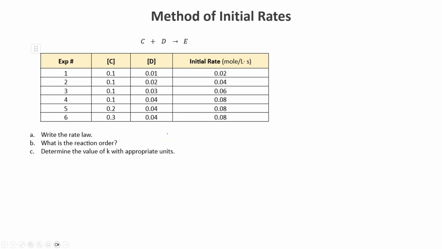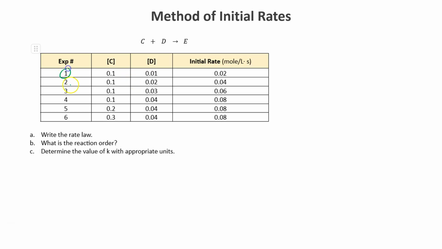Hey everybody, in this video we're going to write the rate law for the reaction of C plus D turns into E using this method called the method of initial rates. Let's get started. First thing you got to do is compare any two of the experiments given where only one of the reactants has a different concentration.